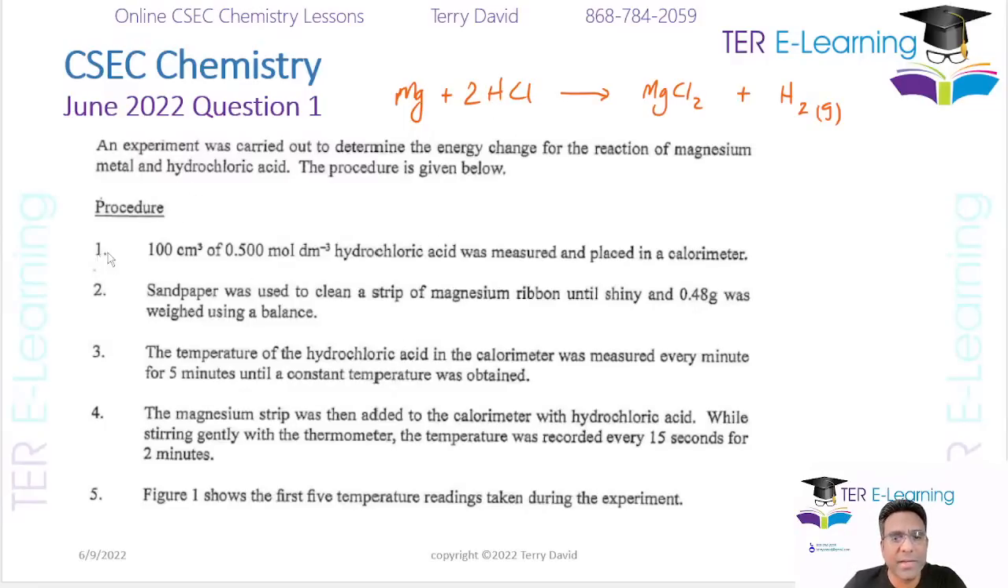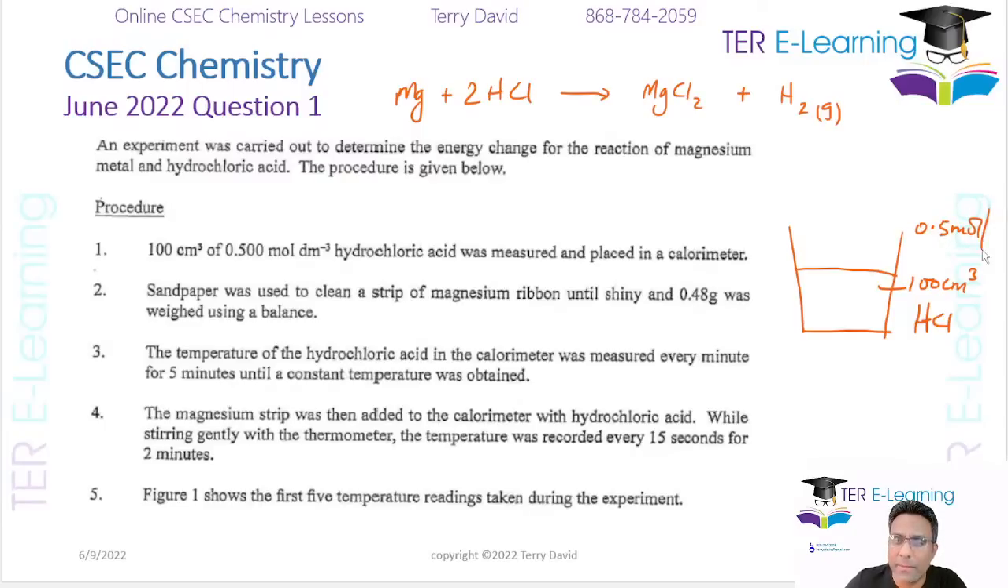Here's the procedure. 100 cm³ of 0.5 mol per dm³ hydrochloric acid is placed in a calorimeter. Basically, we have a styrofoam cup. Let's try to understand what's happening. You have a styrofoam cup with 100 cm³ of HCl, and the concentration of this HCl is 0.5 mol per dm³.